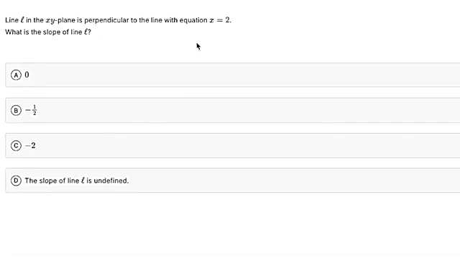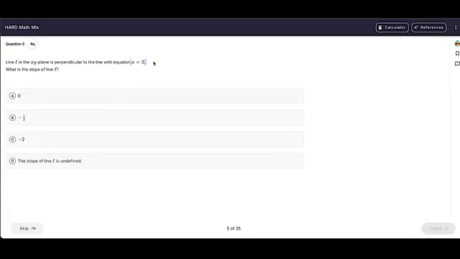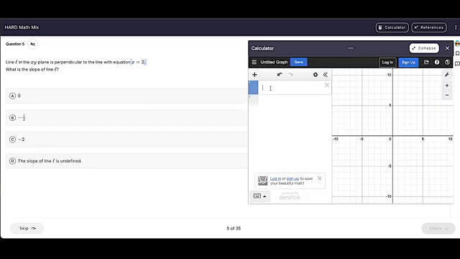All right. Go ahead and try this one on your own first. But here we go. So x equals 2. Anytime we have x equals something, that means it is a vertical line. And I can show you this too. If you didn't know this, you could just plug it into Desmos real quick, and you'd see, oh, vertical line.